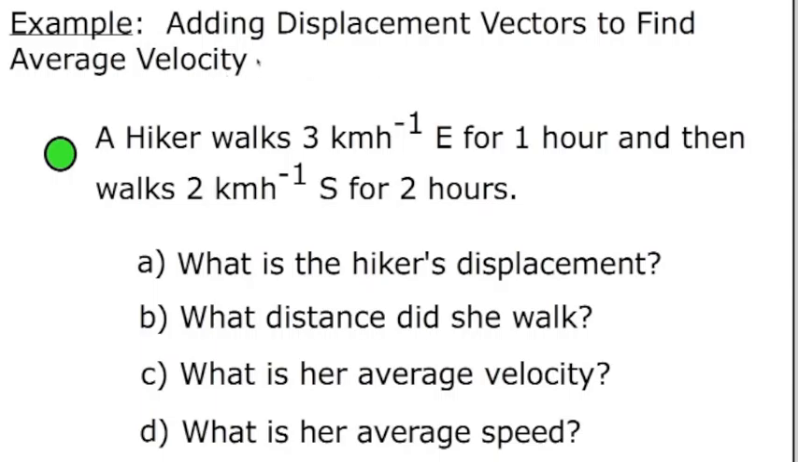Here's a quick example. Adding displacement vectors to find average velocity. A hiker walks 3 kilometers per hour east for 1 hour and then walks 2 kilometers per hour south for 2 hours. So we're just going east and then south to make a nice right angle triangle. What is the hiker's displacement is the first question.